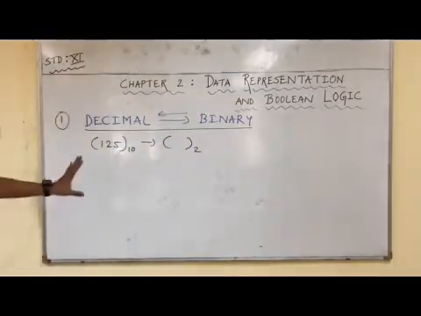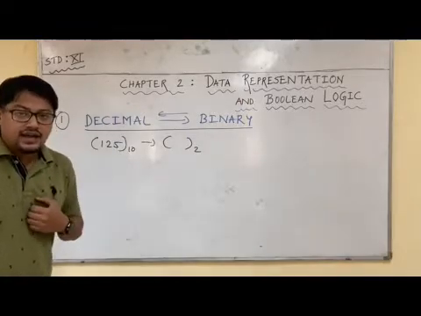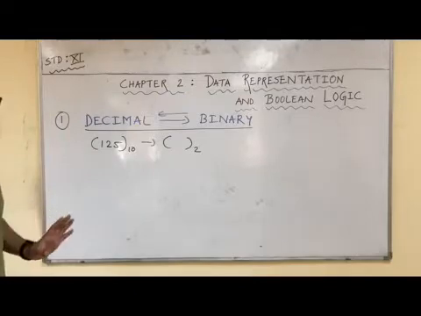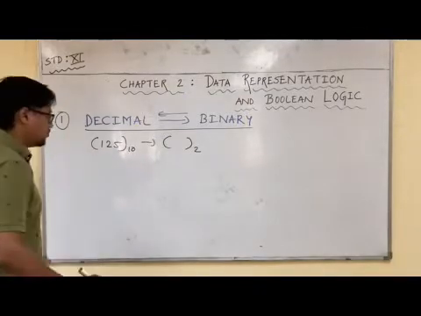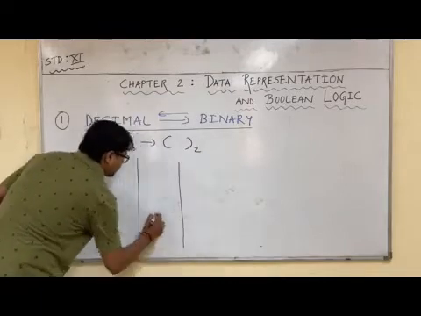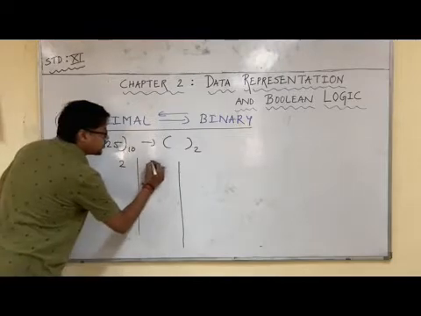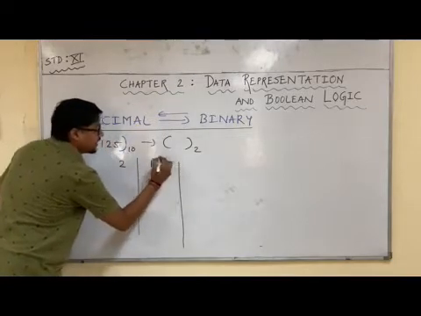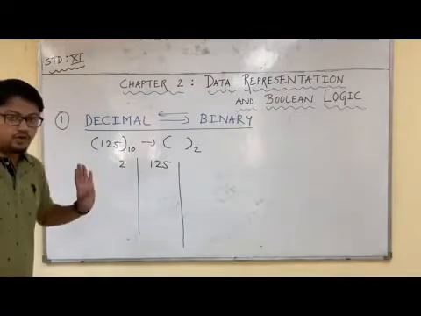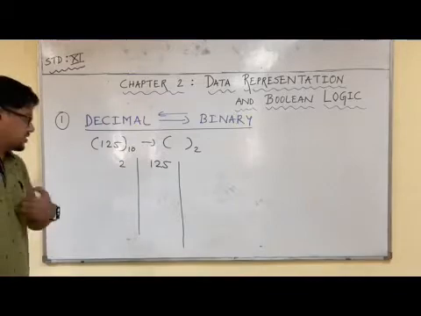Correct? Now, in this process, we have to divide again and again and note down the remainders until we complete our division process. So let us see. What we will do? We will divide 125 by 2, and we will write down the remainders here. I will do it slowly. You can pause the video again and again for understanding.